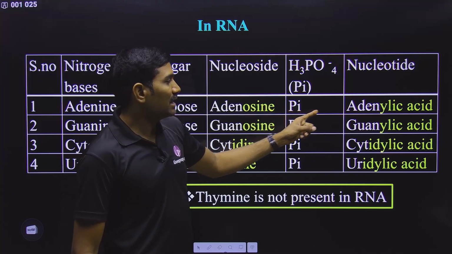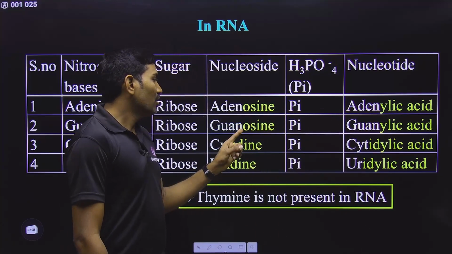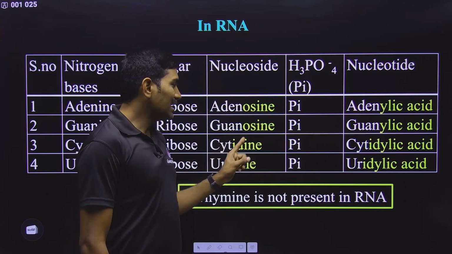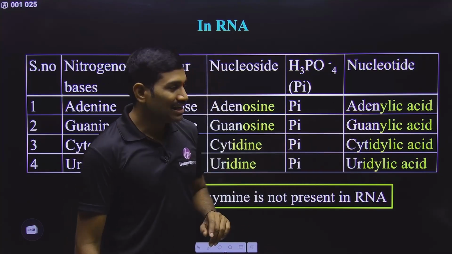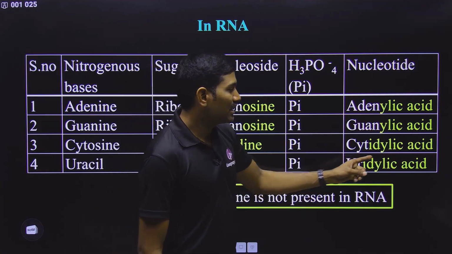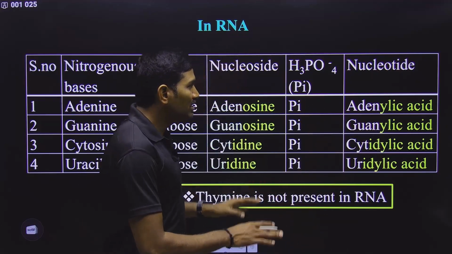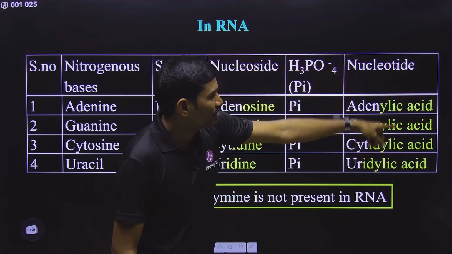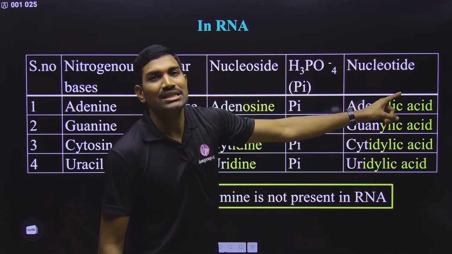Adenosine plus phosphoric acid, it is adenylic acid. Guanosine plus phosphoric acid, guanylic acid. Cytidine plus phosphoric acid, cytidylic acid. Uridine plus phosphoric acid, uridylic acid. So in this way, if you are observing the RNA, what type of nucleotides are present? These are the nucleotides that are present.